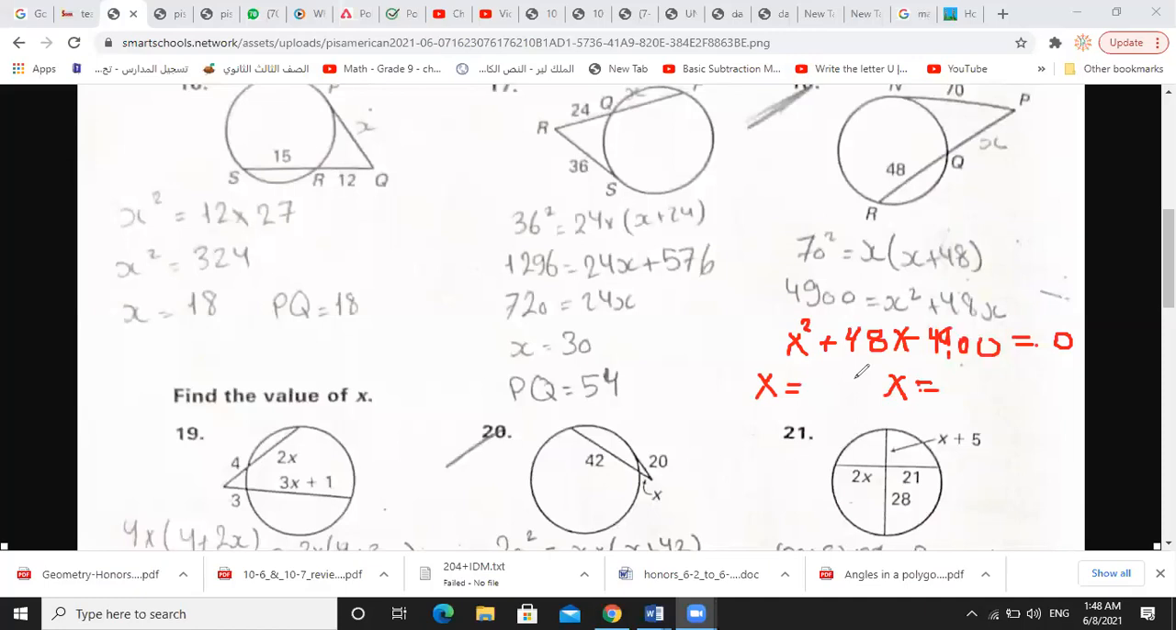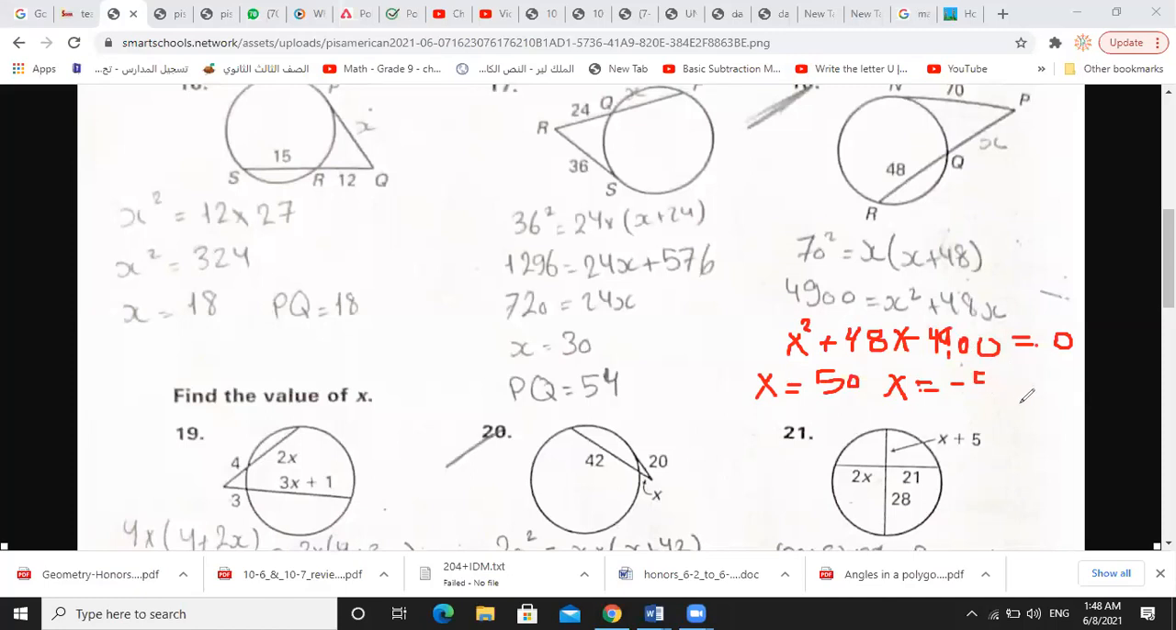I'm waiting, grade 9. How will we find the value of x? Hmm. x equals 50 and negative 98. Yes, x equals 50 and negative 98. We will accept both values for x, grade 8, grade 9.